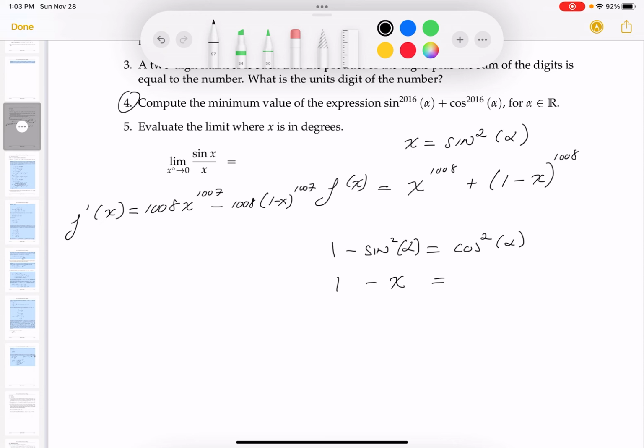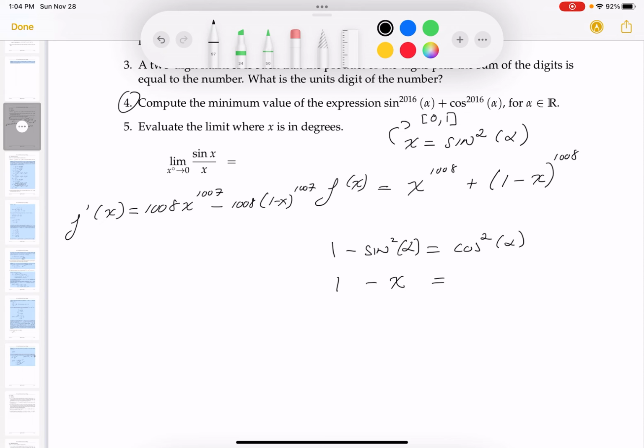By the way, before I go forward, I want to tell you that if x is equal to sine squared of alpha, and we're in a real number system, then x has to be between 0 and 1. All right, let me keep going.